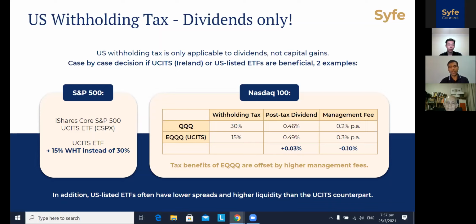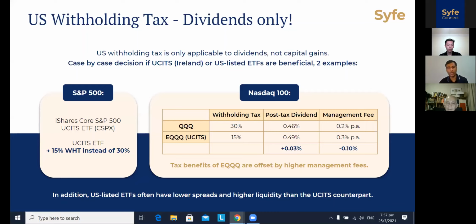Obviously, one way of reducing the dividend withholding tax is to just buy the Irish version, the UCITS equivalent of these ETFs, which are listed on the London Stock Exchange and are Ireland domiciled. So instead of 20% withholding tax, you only pay 15%. For certain ETFs where it makes sense to use the Irish domiciled ETFs, we have already made those changes for you, so you don't need to worry about it. An example is the S&P 500, where we use the CSPX ETF, and we help you reduce your withholding tax from 30% to 15%.